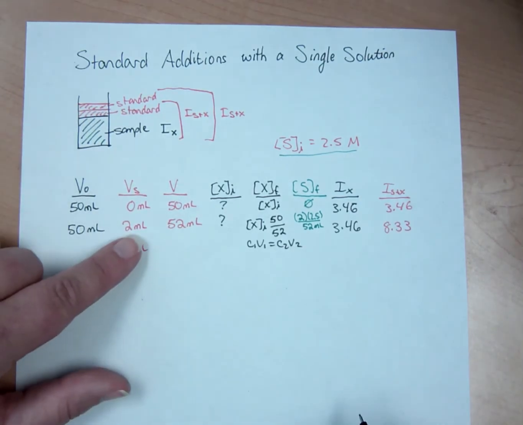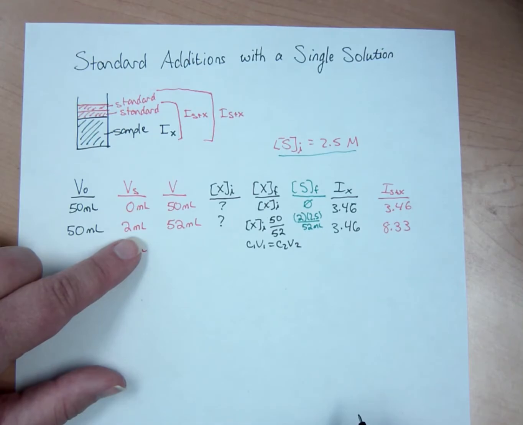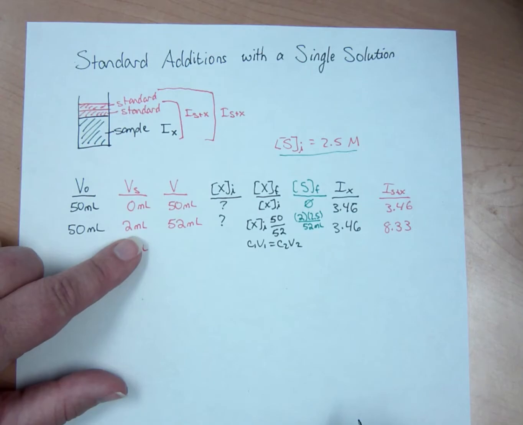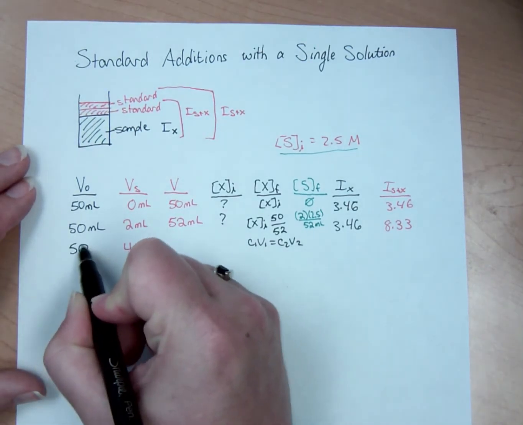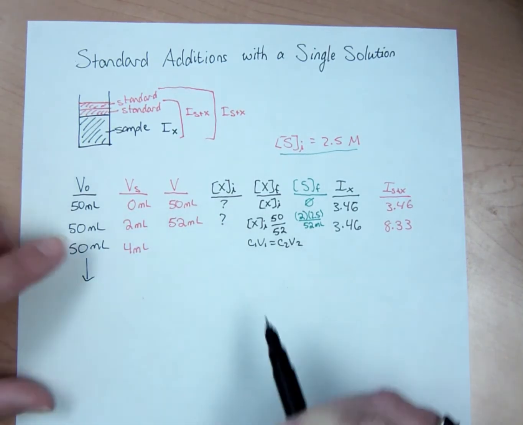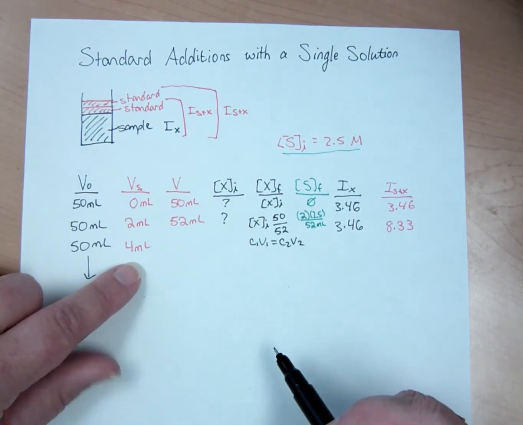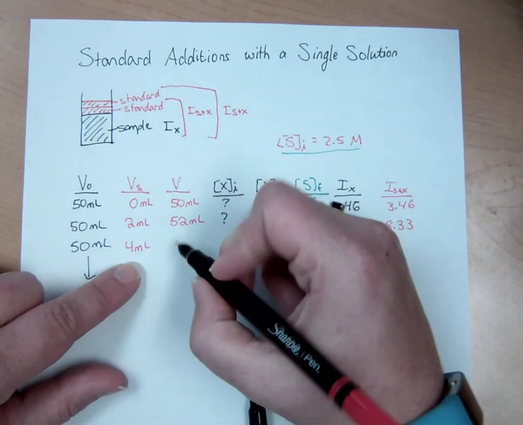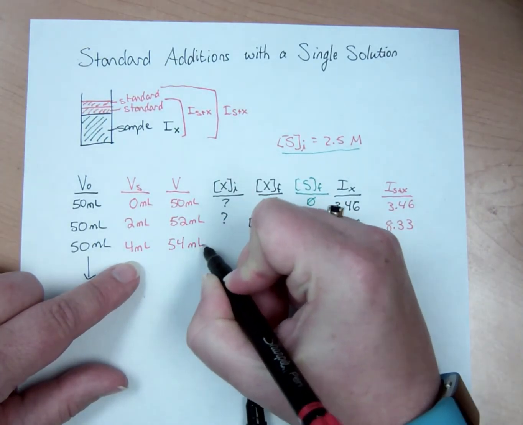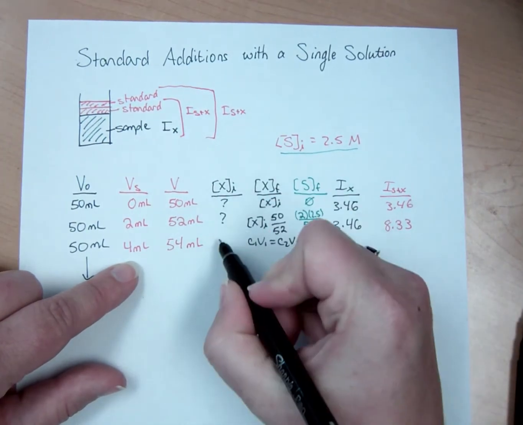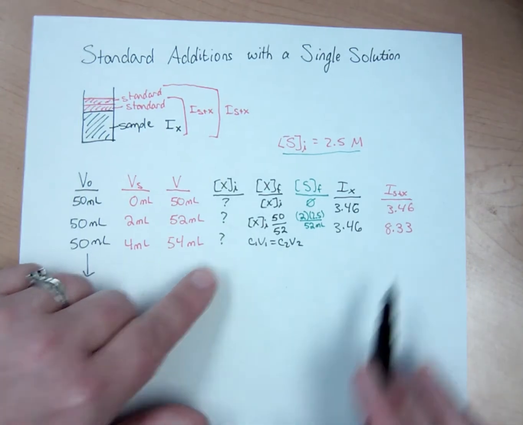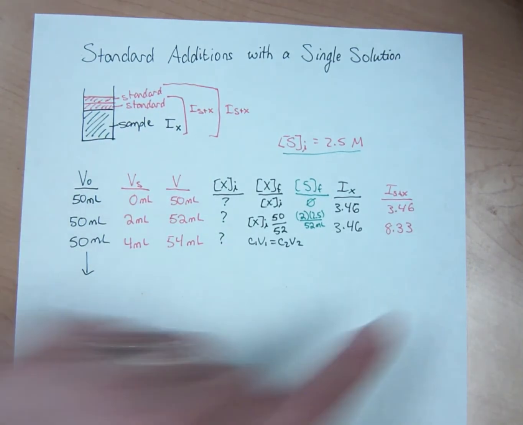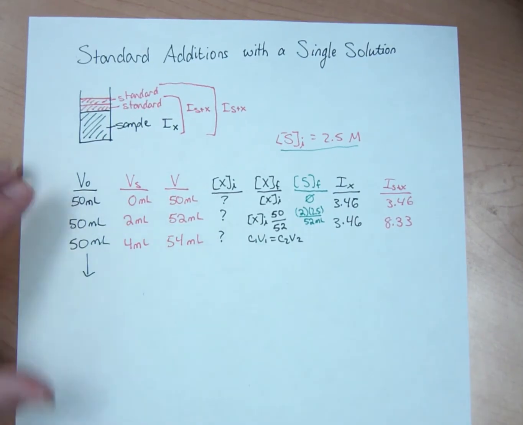So this is for after the first addition. Now if we do more than one of these additions, then we'll just expand the table down. We'll always keep 50 mL. We're going to increase our volume of sample by 2 mL each time, so our total volume increases by 2 mL each time. We still don't know what this is, but we're going to use the same process for the rest of these. And whatever instrument measurement we get is the instrument measurement we get.